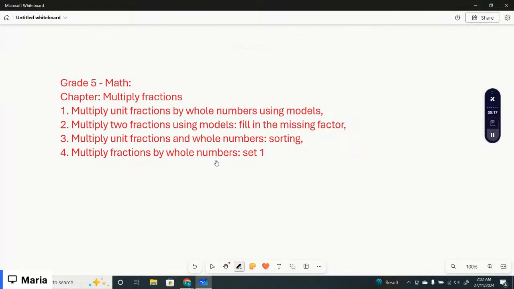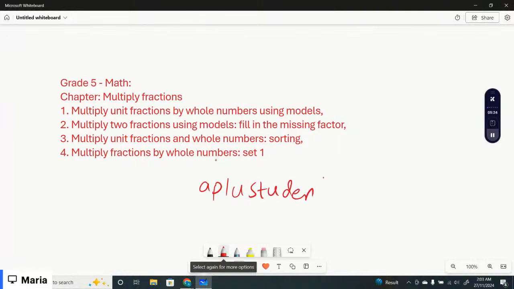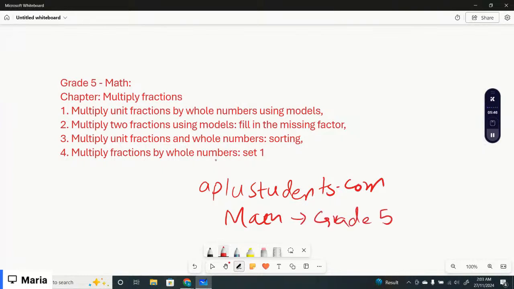You can find all the lessons on aplusstudents.com. You have to log in there using your email address and password as provided by the administrator. Then you have to select math from the subject tab. Scroll down to grade 5 math and then click on view all lessons. There you can find the list of the chapters.